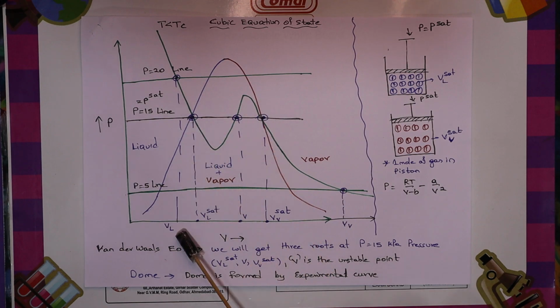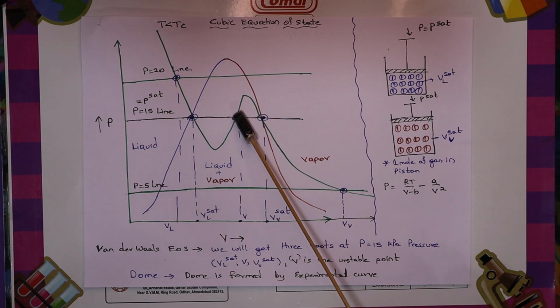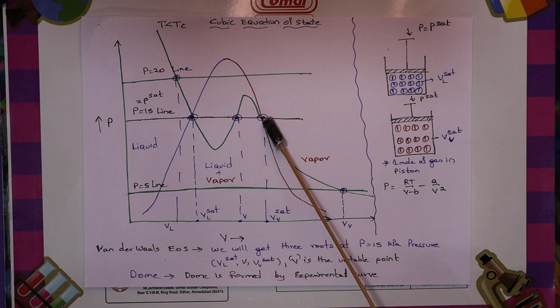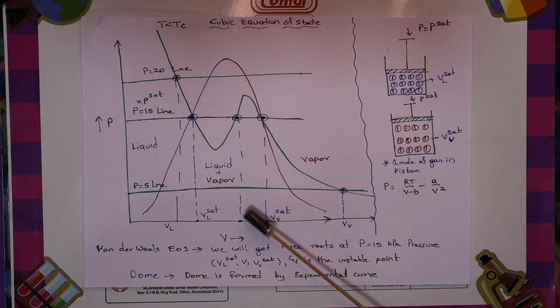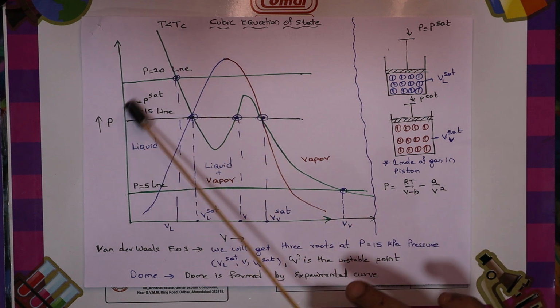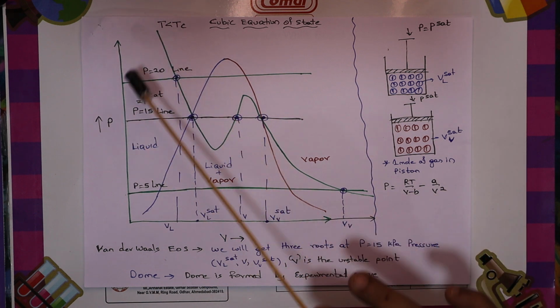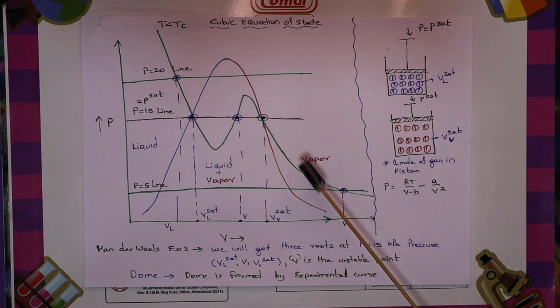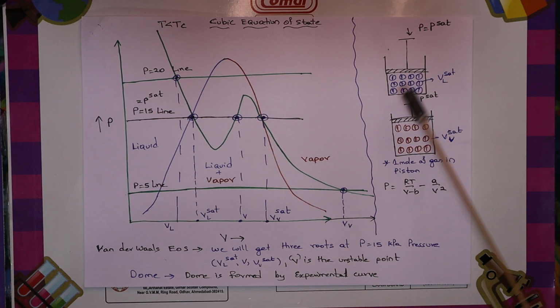We got the 3 volumes. I told you the center one is imaginary, kind of an unstable thing. The one on the left side is the liquid and the right side will be vapor, and simultaneously 2 volumes are given. That means at the same temperature T, at pressure equal to 15, there is a liquid as well as a vapor. How is that possible at the same time in the container?